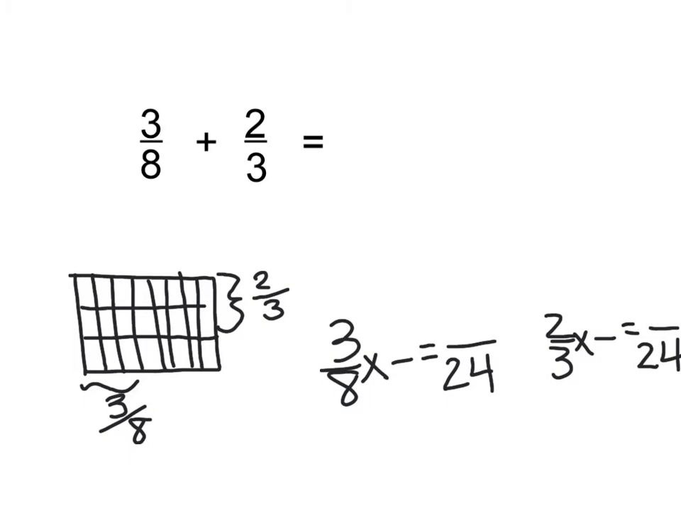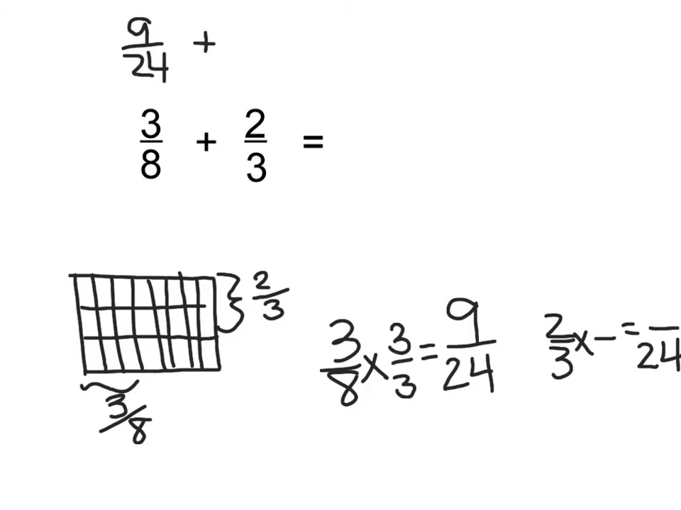Now this time, I am not going to look at my model. I want to see if I can do this without my model. So if I look, I know 8 times a number has to equal 24. I know that 8 times 3 is 24. So if that number in the denominator is 3, and I'm multiplying by 1, I know my numerator has to be 3 as well. So I'm going to multiply 3/8 times 3/3 to get an equivalent fraction. So 8 times 3 is 24, and 3 times 3 is 9. So 3/8 is equivalent to 9/24.